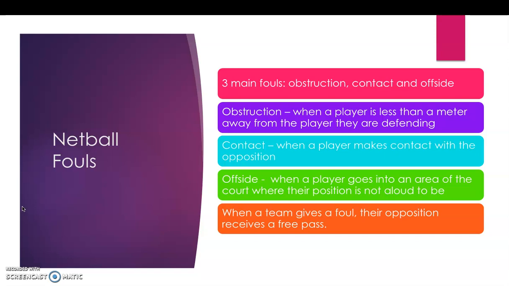And the last foul that I'm going to talk about is an offside, and this is quite simple. This is when a player of any position makes contact with the ground in an area in which their position isn't allowed to be in. This could be a situation such as the centre stepping into a goal circle when passing the ball to a goal shooter. The punishment for this foul would be a free pass to the opposing team at the point where the player was called offside.